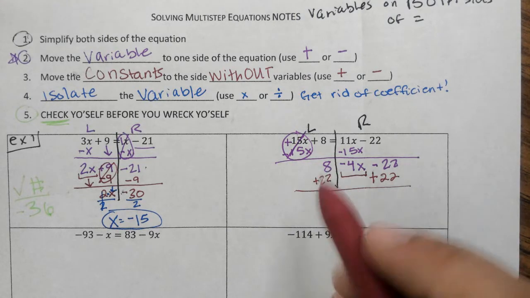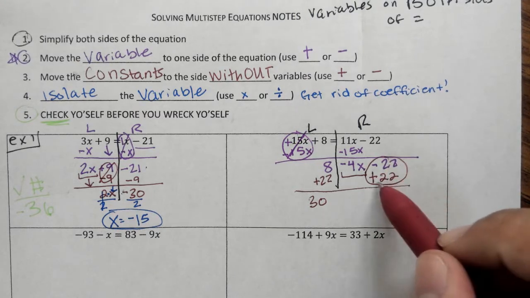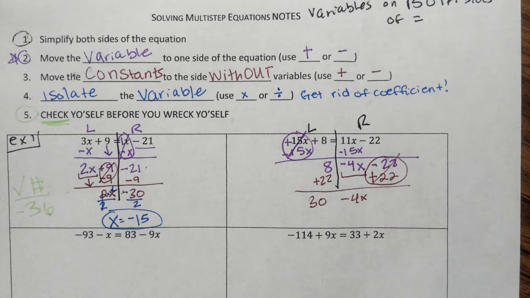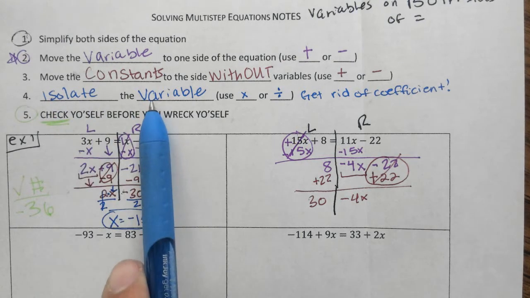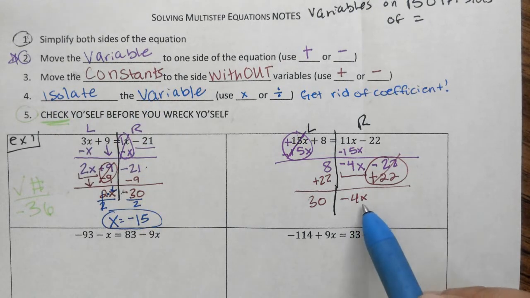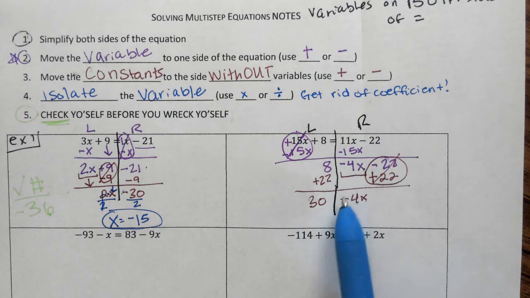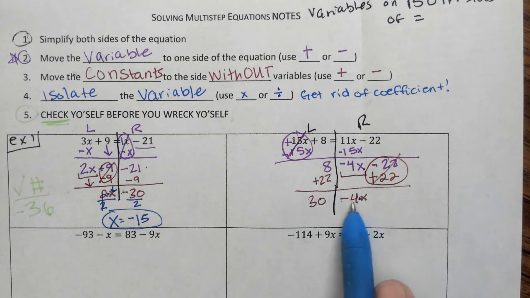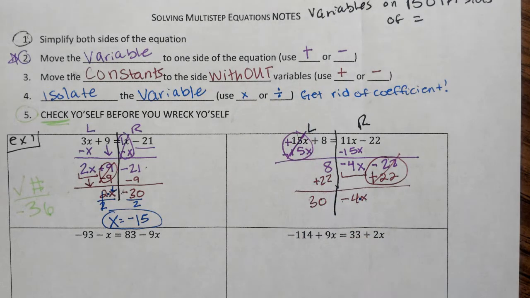On the left side, 8 plus 22 is 30. On the right side, the 22's make a 0 pair, and we have negative 4x. The last step in solving is to isolate the variable. The variable is x, which means we have to get rid of minus 4. Remember, minus 4 is a coefficient, which means we are either multiplying or dividing. Right now we're multiplying, and the opposite of multiplying by negative 4 is to divide by negative 4.